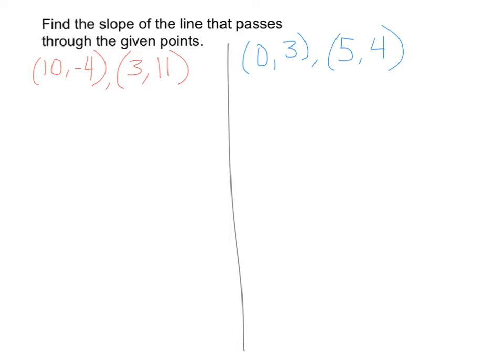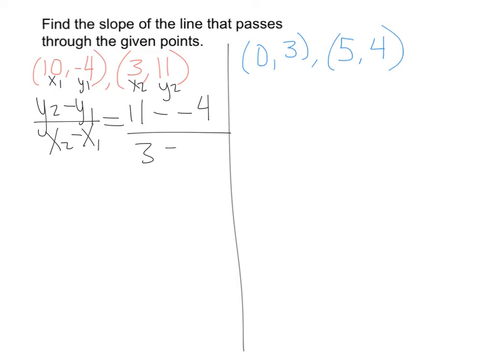Okay, find the slope of the line that passes through the given points. So remember the equation for slope, y2 minus y1 over x2 minus x1. We're going to use this formula, plugging in our numbers. I'm going to label this x1 and y1, x2 and y2. So when I plug those in, I get 11 minus negative 4 on top, and 3 minus 10 on the bottom. So looking at the numerator here, 11 minus negative 4.